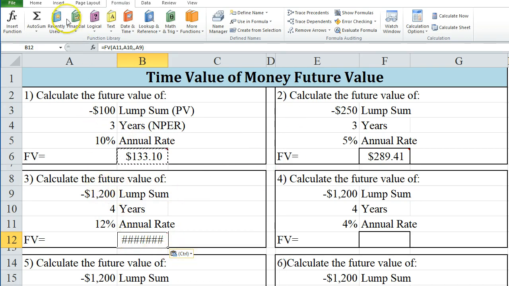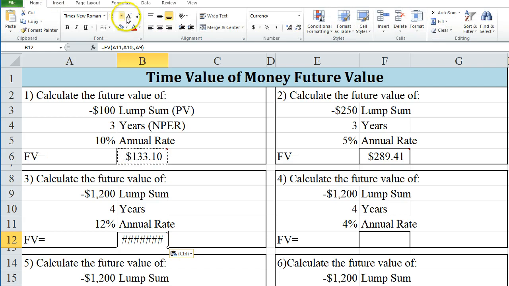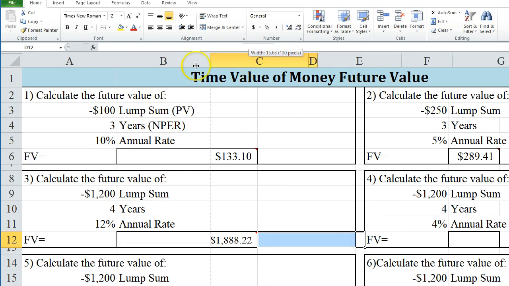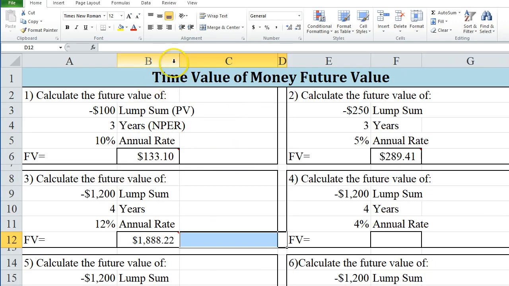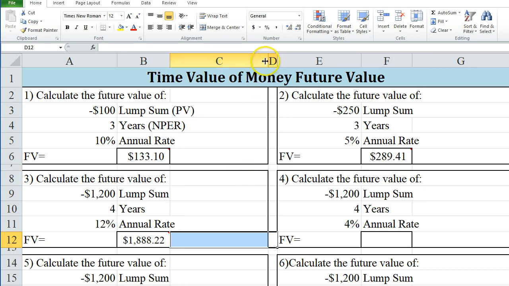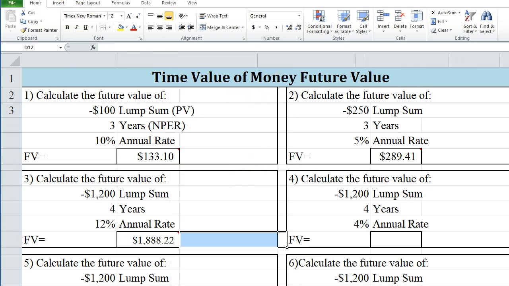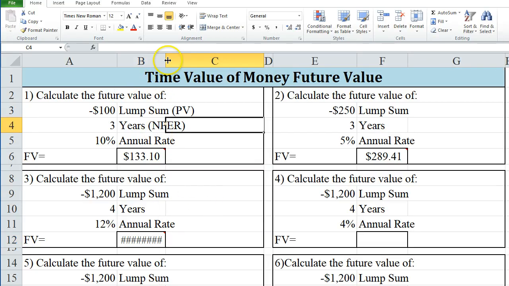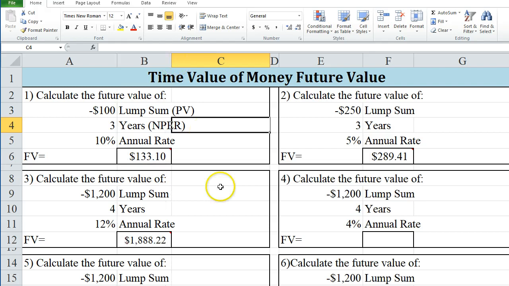Now here, if you ever get these multiple hashtags, you want to come into the Home tab and reduce the size of the lettering. We could hit the smaller button here, or just click it to size 11 font. You can also resize the cell. If you get these hashtags, you can double click up here to resize the cell to make it big enough to fit. Let me just shrink that. You can also pull it if you just want to change the size of this one column.